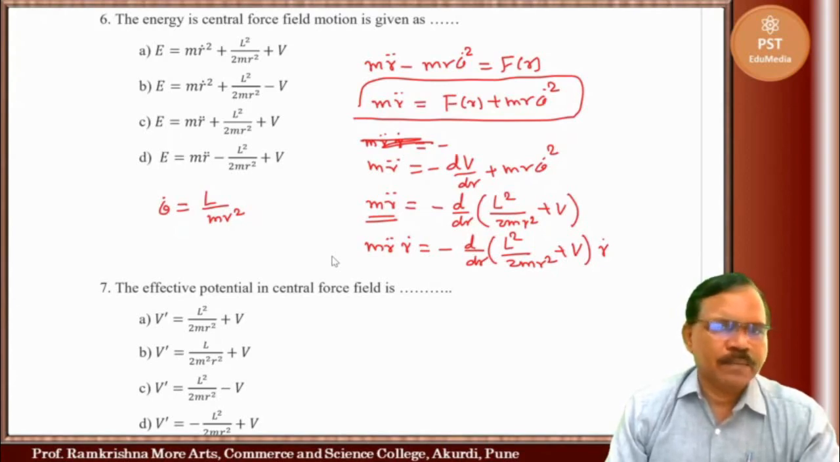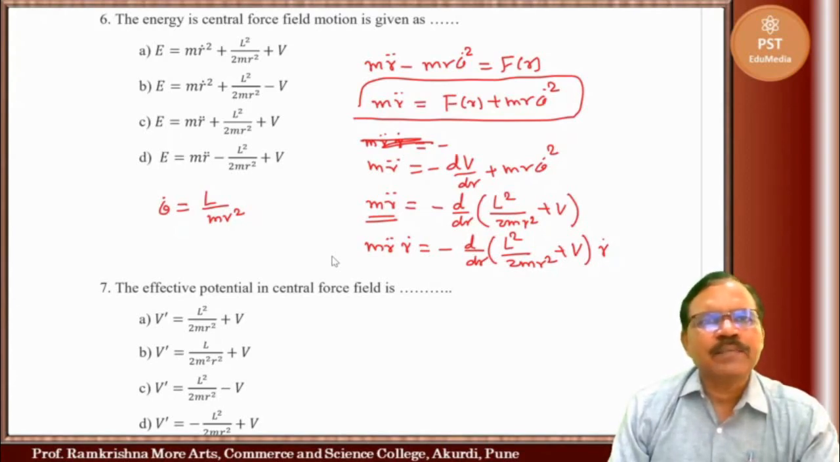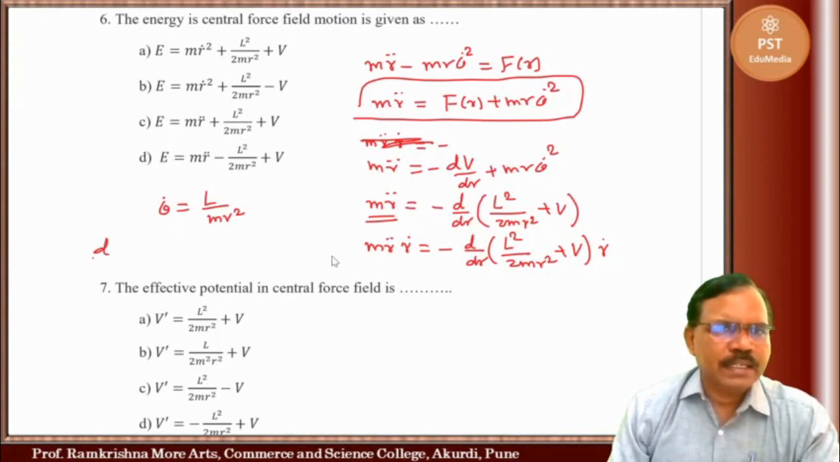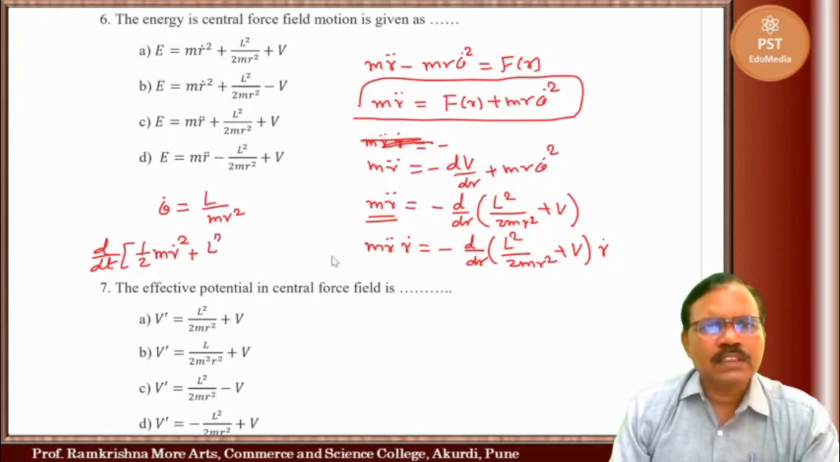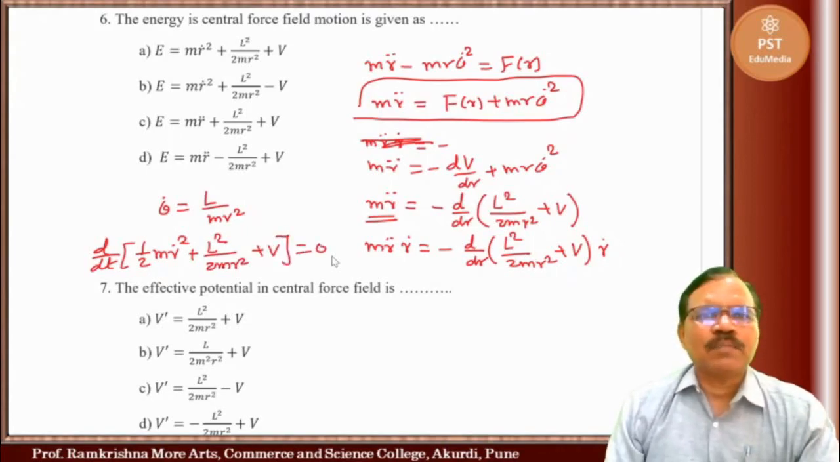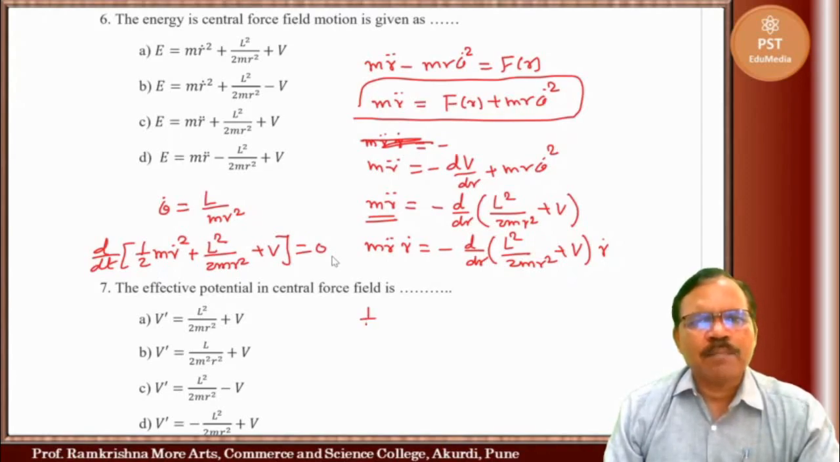And if we find this, from this you will get d by dt of 1/2 m r dot square plus L square upon 2m r square plus v whole is equal to 0. And from this we will get 1/2 m r dot square plus L square upon 2m r square plus v is equal to constant.